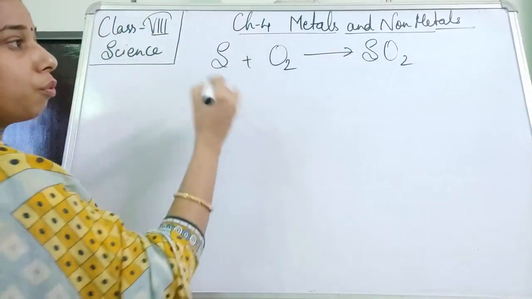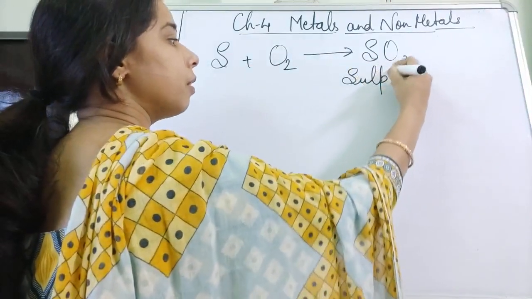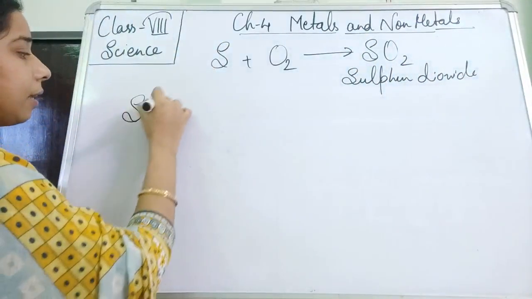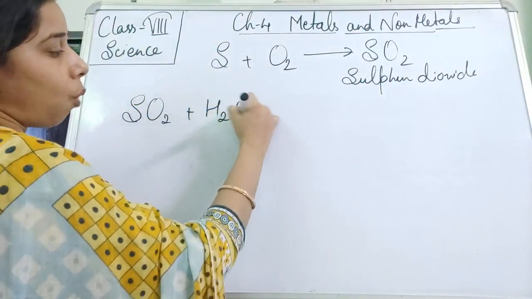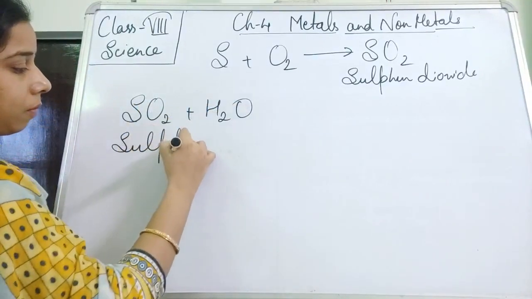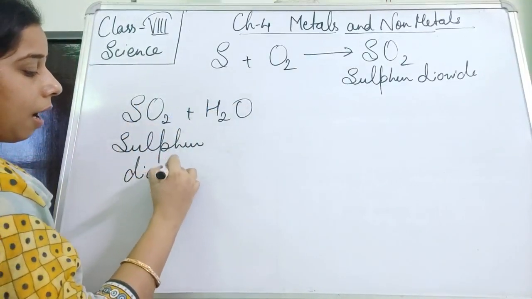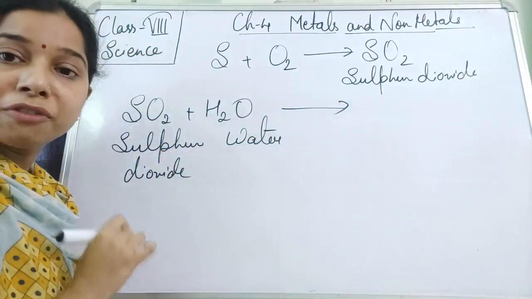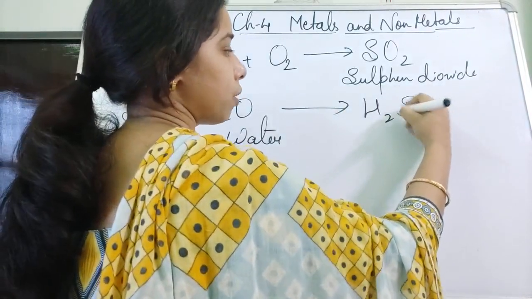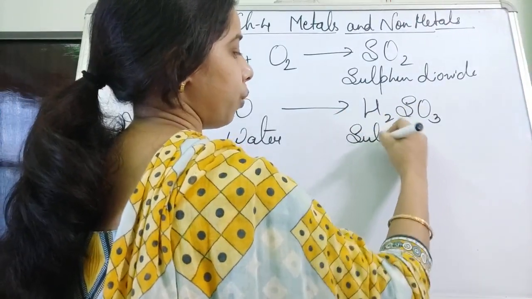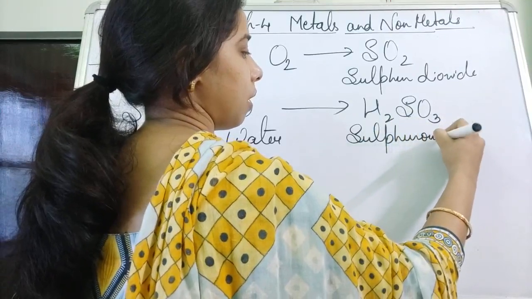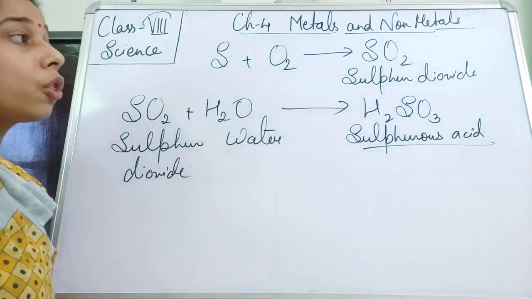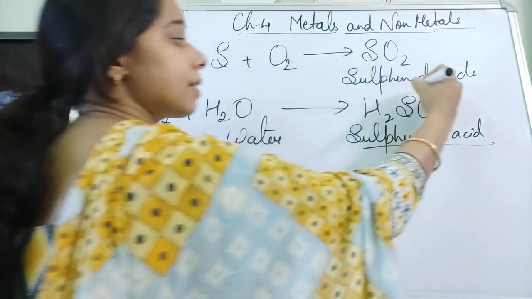Now this SO2, students, this is sulfur dioxide. Now this sulfur dioxide, that is SO2, reacts with water, and there is a formation of an acid called sulfurous acid, H2SO3, sulfurous acid. So we can say that when a non-metal reacts with oxygen, the oxide which is formed is acidic in nature.